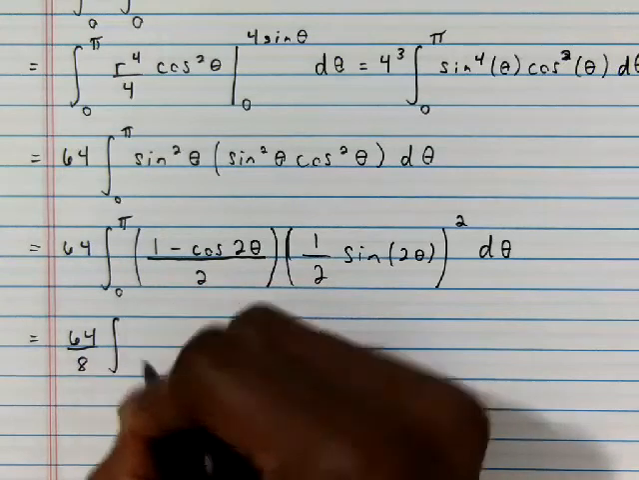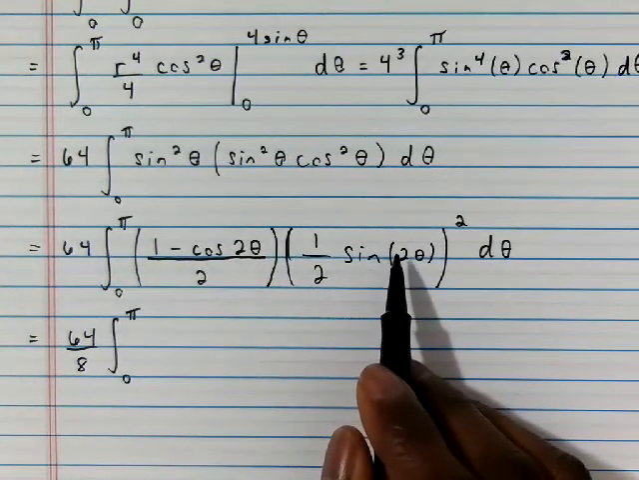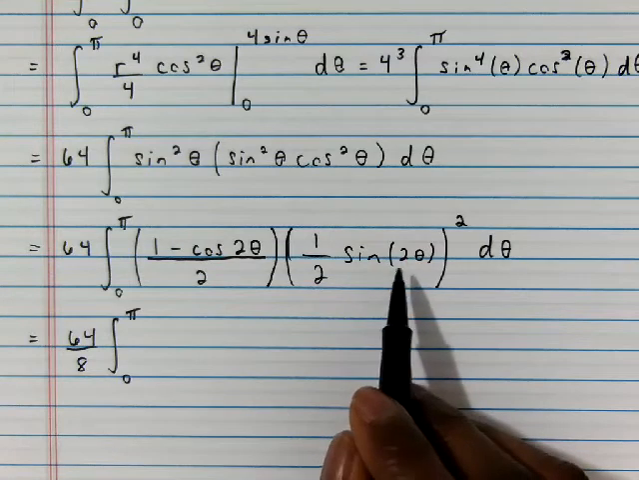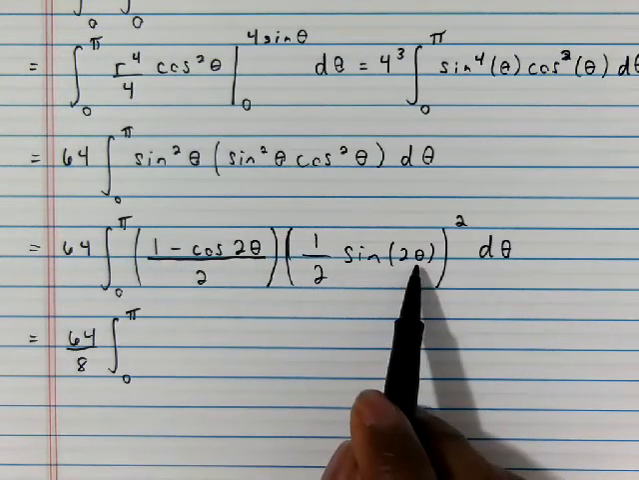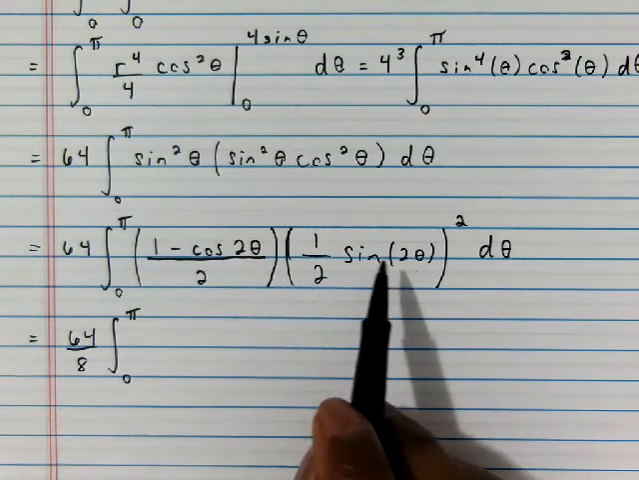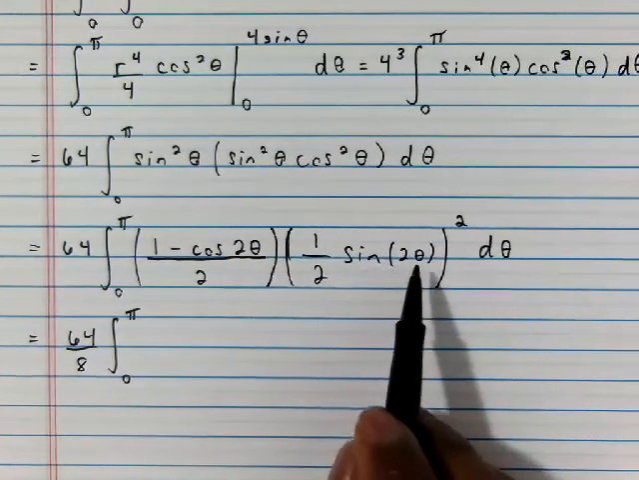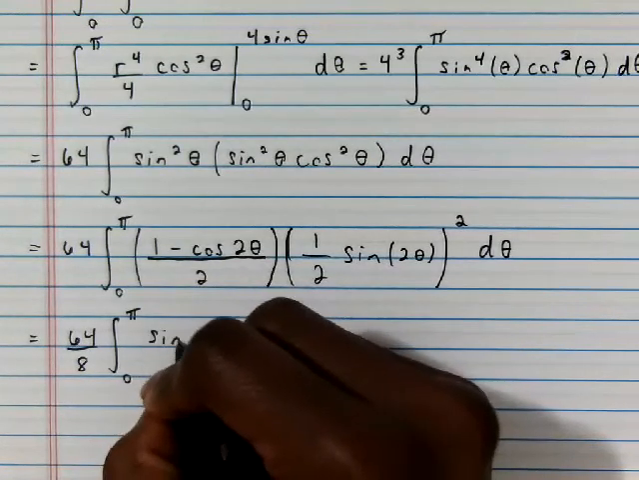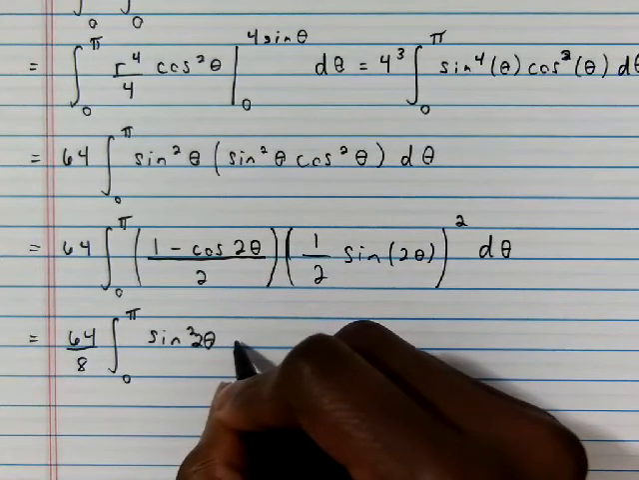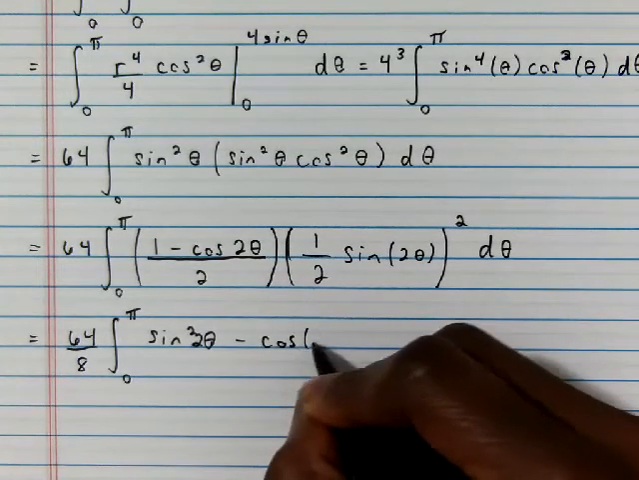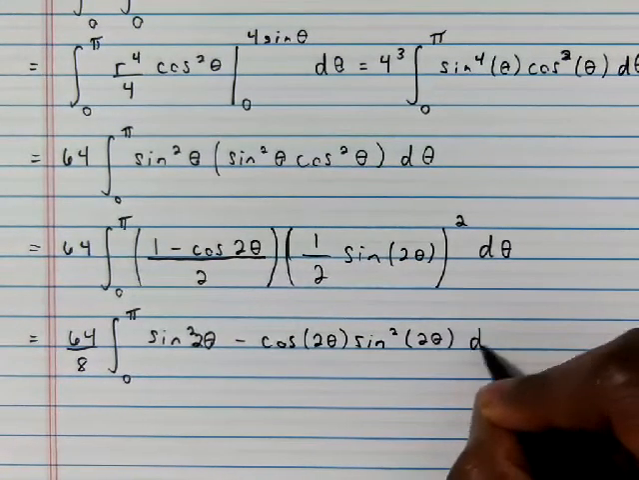Now the integral from 0 to pi, if we multiply everything out, we end up with sine squared theta times the 1, and then minus sine squared theta times cosine of 2 theta, so that is sine squared of 2 theta times the 1, and then minus cosine of 2 theta times sine squared of 2 theta, d theta.